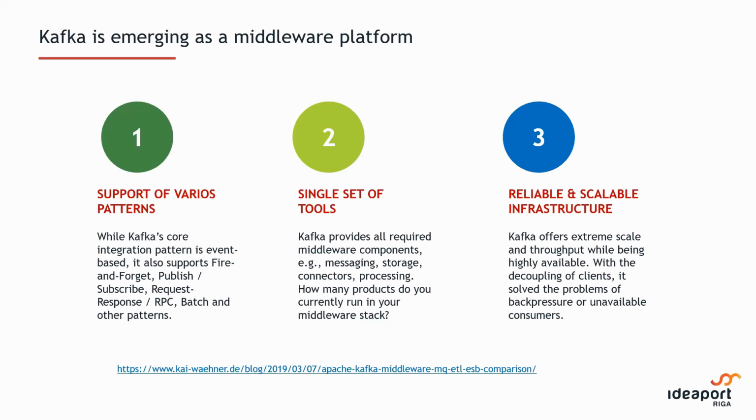From the technical characteristics, once again, Kafka scales really well. It has very good throughput as well. And as we decouple the client, we're able to solve some of the back-pressure problems or unavailable consumer problems. At this moment, I was going to share some war stories from my previous days, but we'll skip it for today. And here's a good post from a guy working at Confluent, Kai, and he explains where Kafka and middleware are friends, where they are enemies, where they are frenemies, and how to find the best combination at your enterprise.